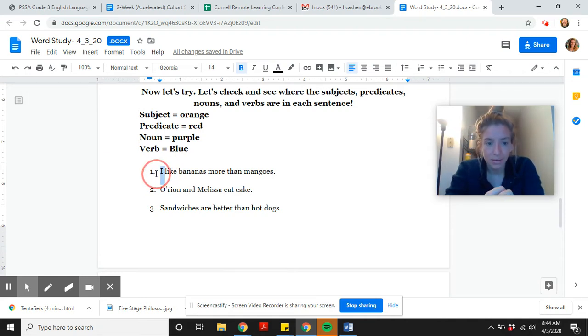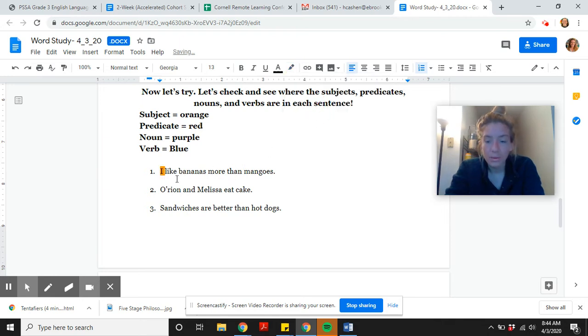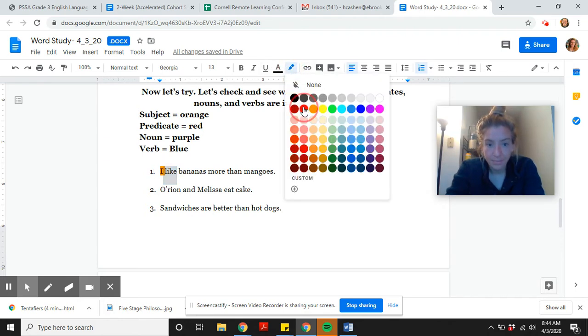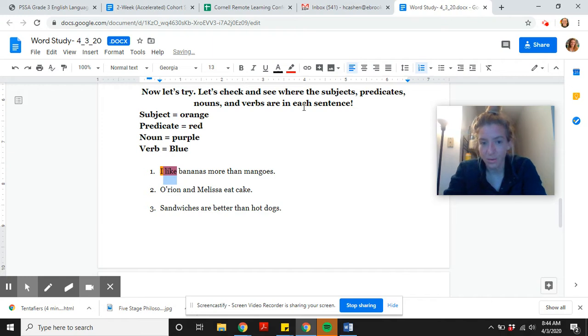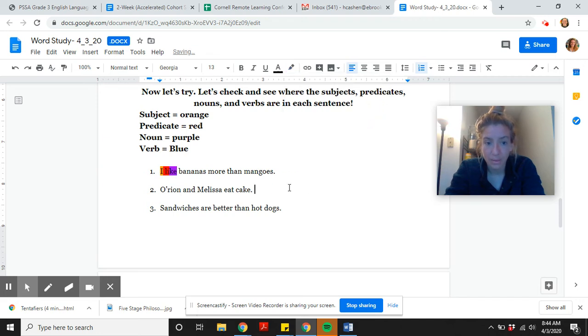Who is this sentence about? It's about me. I am the subject. What am I doing? Well, I'm liking. So, like is the predicate. Well, I also know that liking is an action. So, this predicate is also a verb. So, I'm going to make it a little bit purple too. Remember, a word can be a predicate and a verb at the same time. I like bananas more than mangoes.